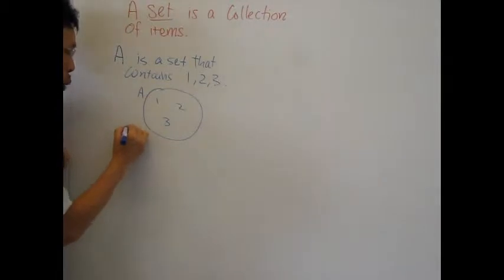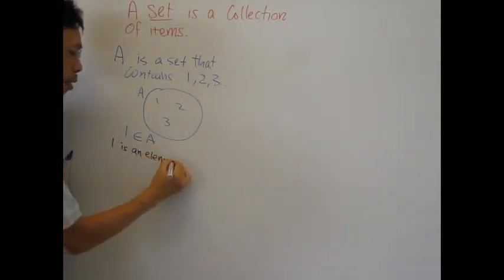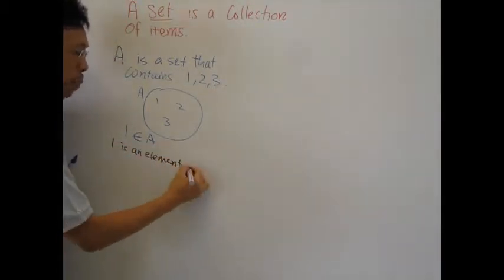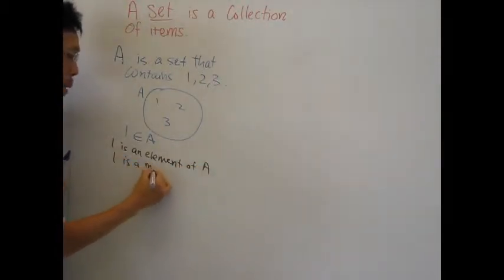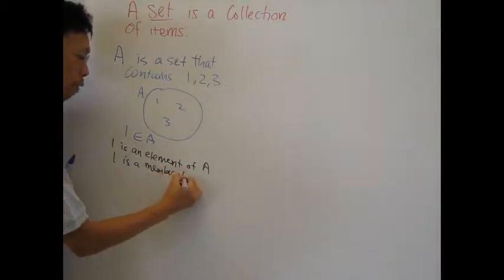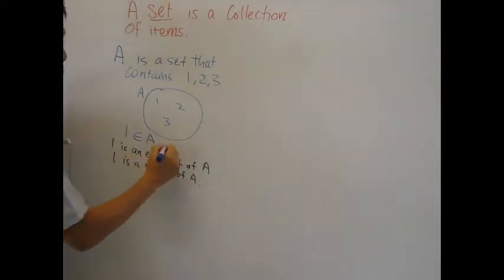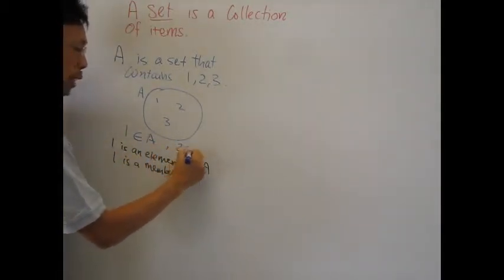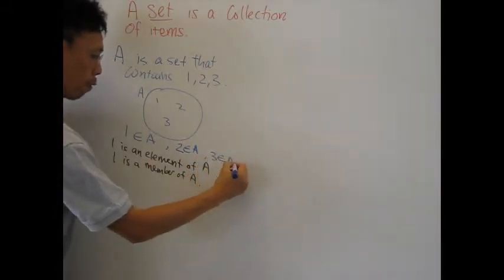And we write that as 1, like an E, an element of A. So this is read as 1 is an element, E for element, of A. Or it could be 1 is a member of A. So similarly, 2 is a member of A, and 3 is a member of A.